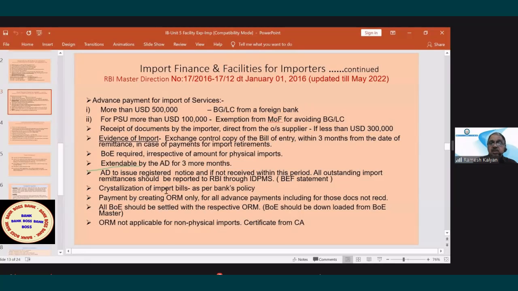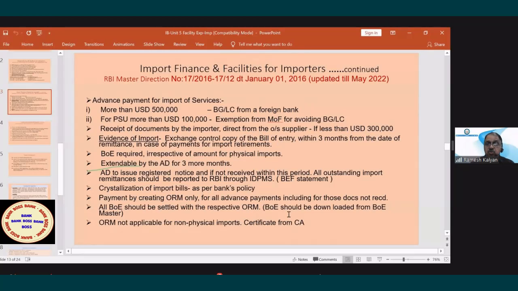I told you, crystallization of the bill is already as per the bank's policy. Payment is made by creating an ORM, the outward remittance message, which is there in a bank. In every bank it is in the IDPMS, and I will give an example so that you will be clear. A party, an importer, comes to you and says, I want to send $10,000. You will check KYC, trade KYC, then the IE code, everything in order. We verify that it is a permitted item, OGL. Okay, you send the $10,000. It will be recorded in the ORM, the outward remittance message in the IDPMS.